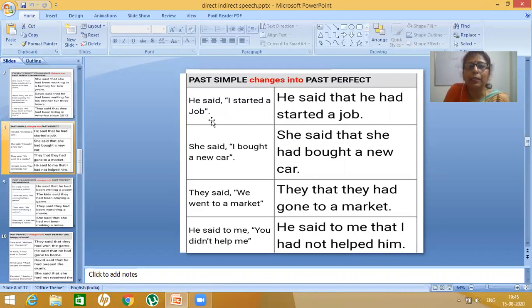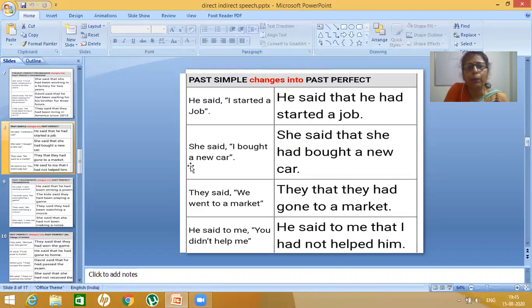He said, "I started the job." You can see I have removed the comma and the inverted commas. The conjunction "that" has been added, and the past form "started" has changed to "he had started a job." So simple past changes to past perfect.